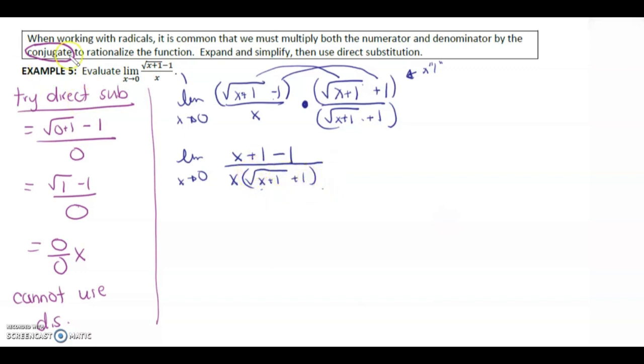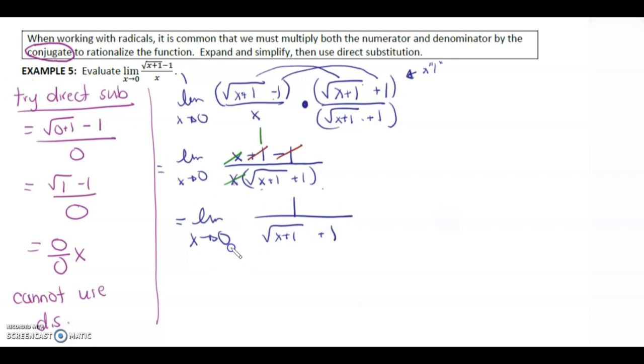So at this point in time, we can see that in the numerator, we have +1, -1, so those are going to cancel out. And then at this point, we have x over x and then this bracket. The x's also cancel out, leaving 1 in the numerator. So we have, and I'm going to rewrite this just so that it's very clear, 1 over root x plus 1 plus 1.